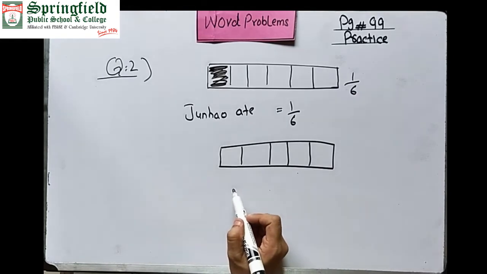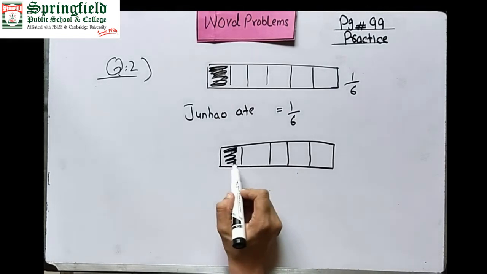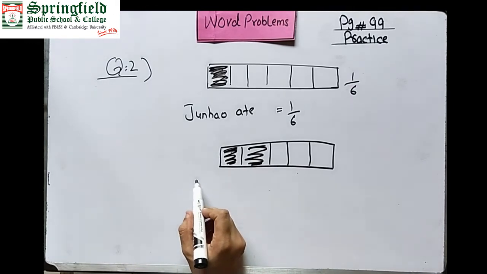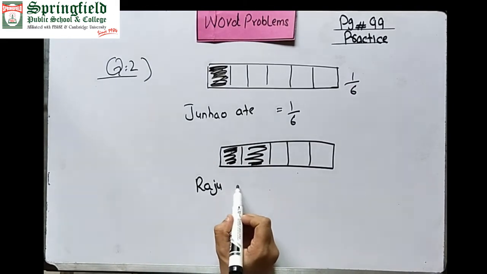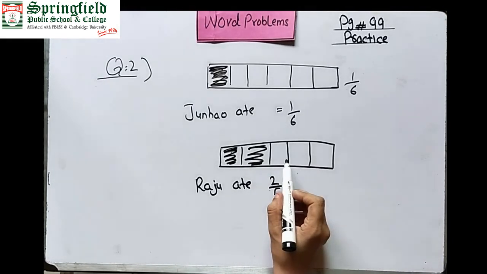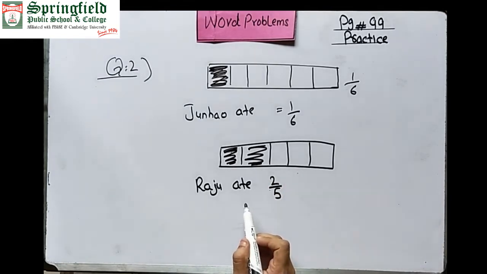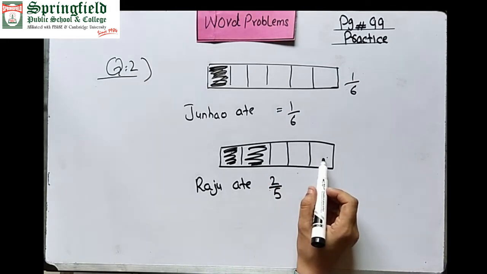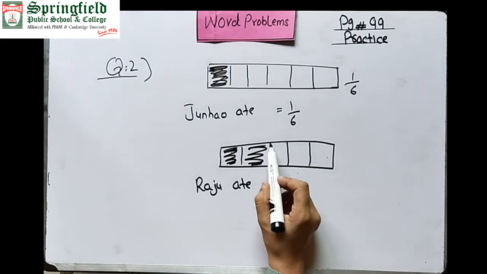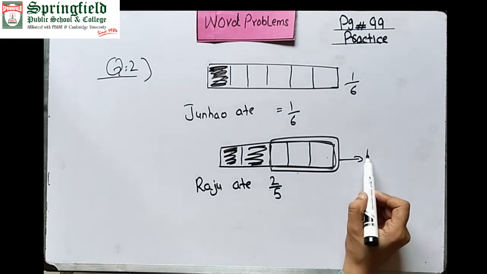5 parts are left. And the next, they are saying that Raju ate 2/5, means 2 out of 5. 2 parts out of 5. So Raju ate 2/5. Fine. So how many parts are left after Raju? 1, 2, 3. Fine. And then they are saying that Ahmed ate the rest of the cake. Rest of the cake. And what fraction? So the rest of the cake was eaten by Ahmed.